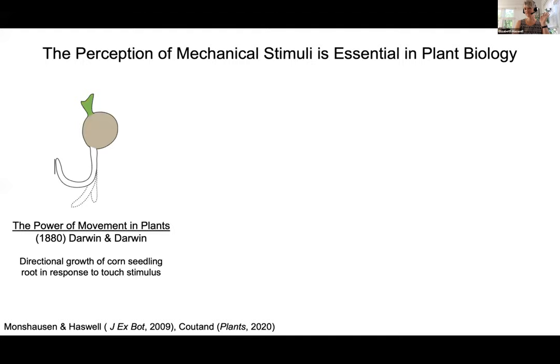Okay, so my lab is interested in broadly how plants and plant cells sense and respond to mechanical stimuli. This is not a new question. Darwin and his son asked this question many years ago. On the left is an illustration of a cool experiment they did where they put a piece of paper on the side of a root from a germinating seed and saw that the root grew away from that touch stimulus.